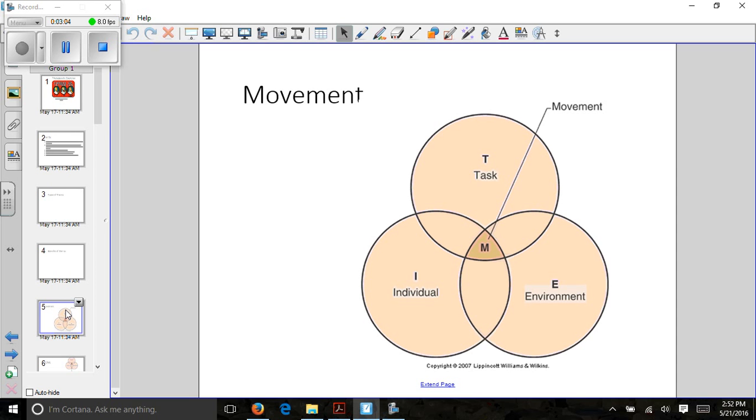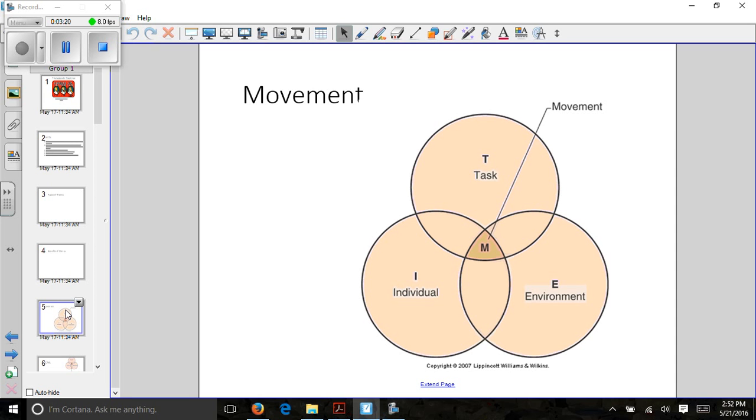A few things are, it depends on the individual. So you look at the eye. Does the person have everything that they need in order to move? Do they have muscle strength? Do they have range of motion, right? These are concepts you are familiar with.